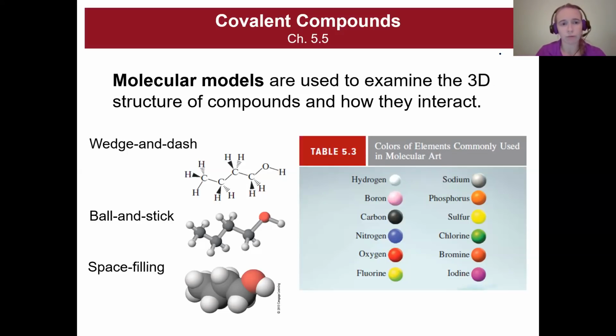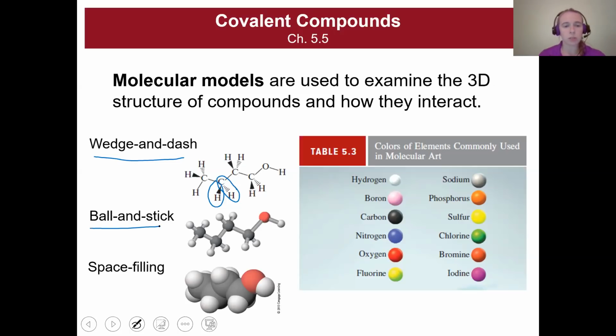So there's a few different versions of these molecular models. There's the wedge and dash version. So the wedges, like this one here, those are simulating that the hydrogen atom is coming out towards you, whereas the dash on the other side, that other hydrogen, is going away from you. So that is to simulate the 3D structure on a 2D piece of paper.